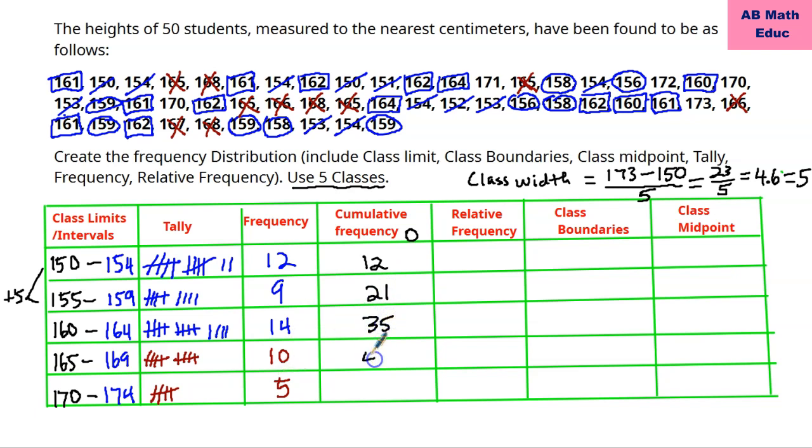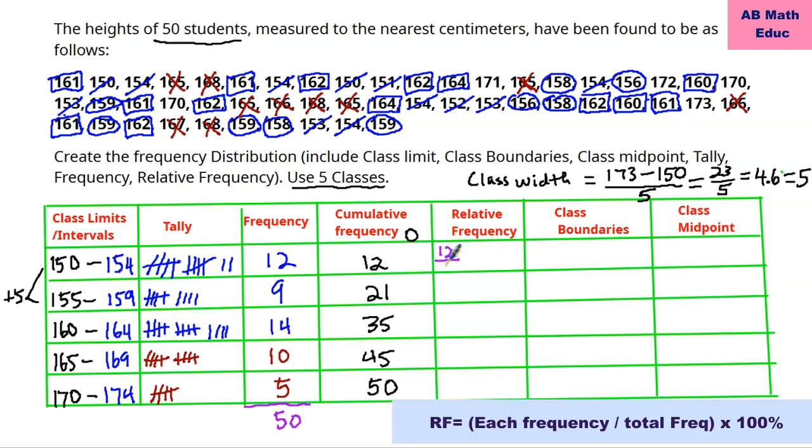35 plus 10 will give us 45, and 45 plus 5 will give us 50. So you see that you got that 50. You always have to add up to the total data. The relative frequency formula is you take the individual frequency divided by the total frequency. So the total frequency is going to be 50. So you take that individual frequency divided by the total, which is 50, and then multiply by 100. And when we do this, we're going to get 24%.